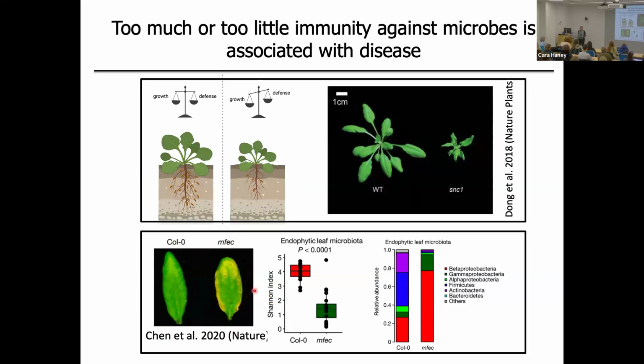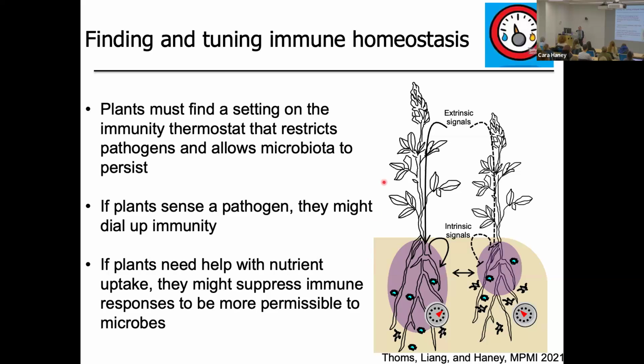So the microbiome community is really messed up. If you look at the phylum level diversity, you can see the mutant has overgrowth of proteobacteria that are associated with this disease. And so too little immunity is also bad. And so the first story that I want to tell you about is thinking about immunity as a thermostat. So too much immunity, you're going to kill off all your microbiome and have autoimmunity. Too little immunity, you're going to be sick to opportunistic pathogens.